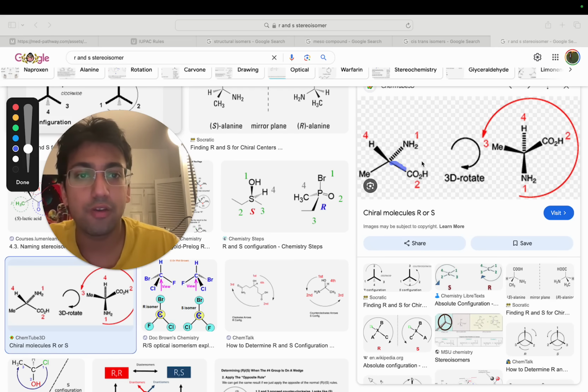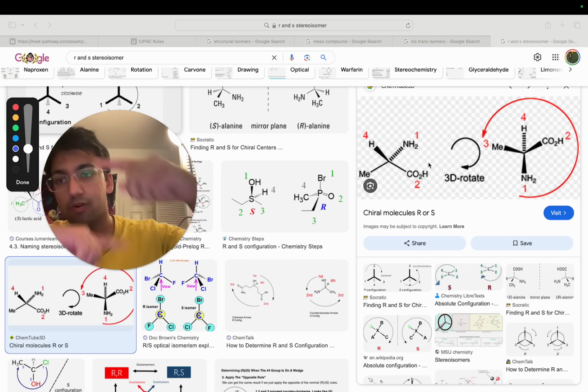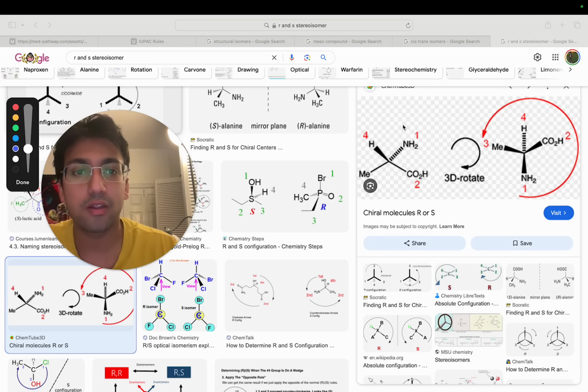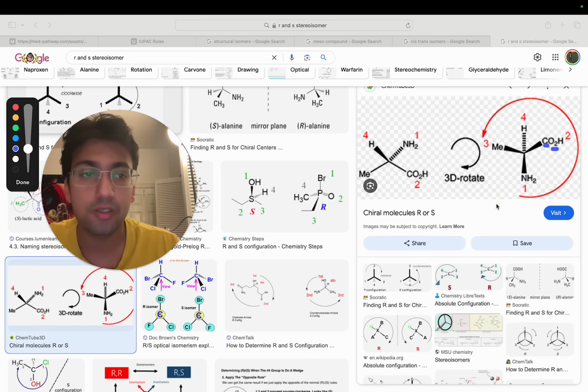So that's basically how you can imagine rotating it like this, and if you do that, then this is going to turn into this. Once you do that, now we can number these. So the N is the highest number, then the C is the second number, then the methyl is the third number, right? The reason why this C is a higher number than this methyl is because this methyl is bonded to hydrogens, whereas this C is bonded to oxygens.